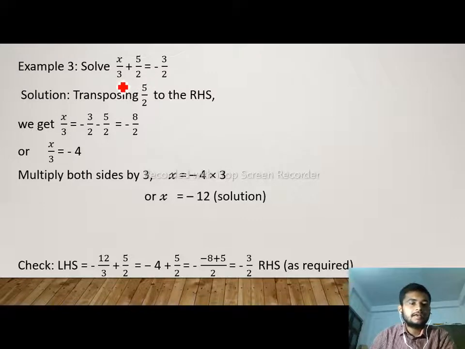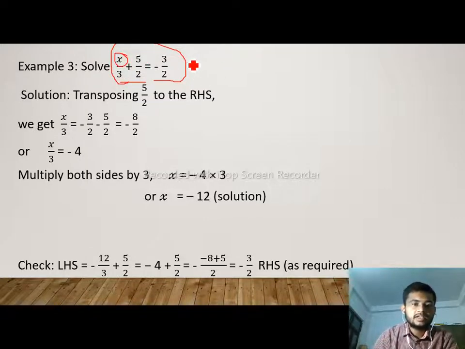So what do we have as an example here? Solve x by 3 plus 5 by 2 is equal to minus 3 by 2. So we have to find the value of x, as x is the unknown in this equation, and this whole equation is a linear equation in one variable. Okay, so how are you going to solve this question?